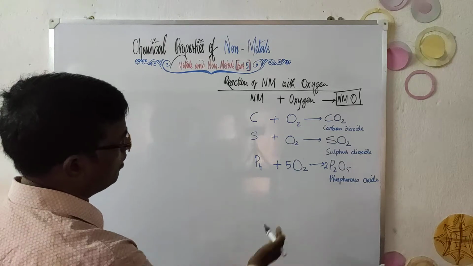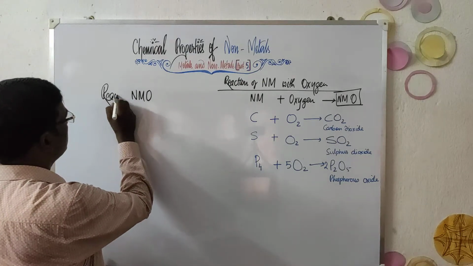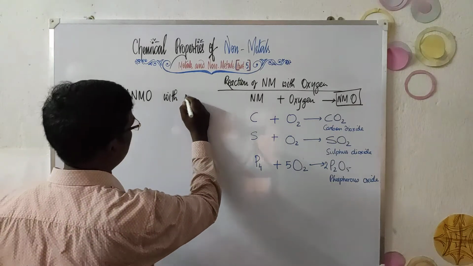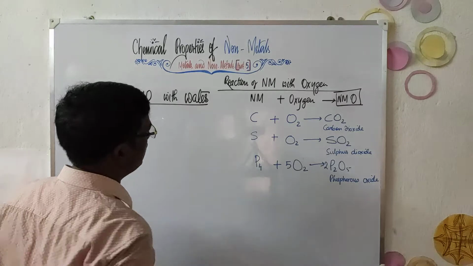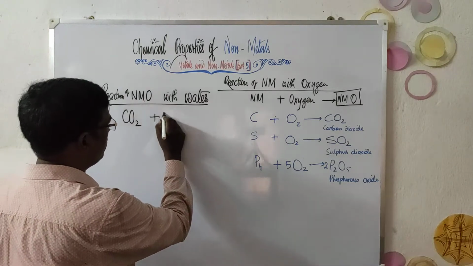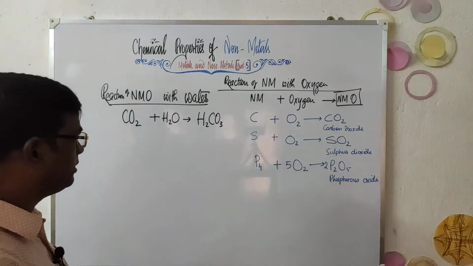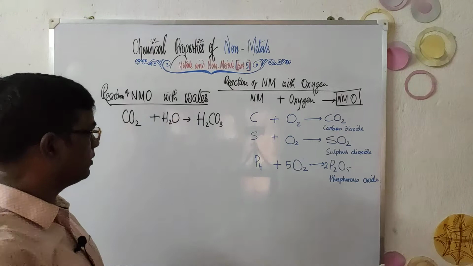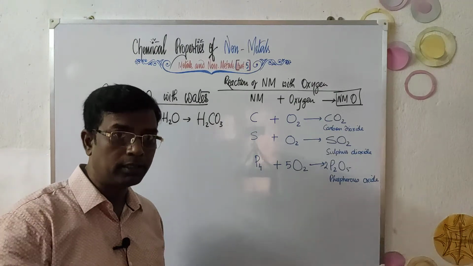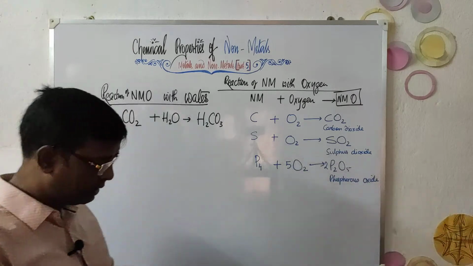Next we'll discuss the reaction of non-metal oxides with water. Let's see what they form. For example, CO2, the non-metallic oxide, when it combines with water, gives you carbonic acid. The confirmatory test for H2CO3 is to put a sample of it into a test tube containing blue litmus, and it will turn red, indicating it's acidic in nature. This H2CO3 is a pretty weak acid.